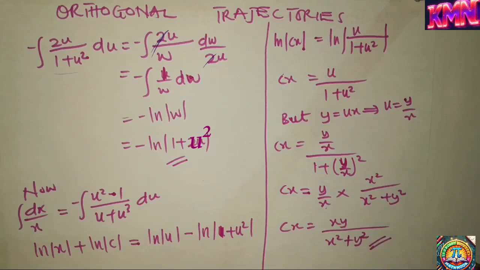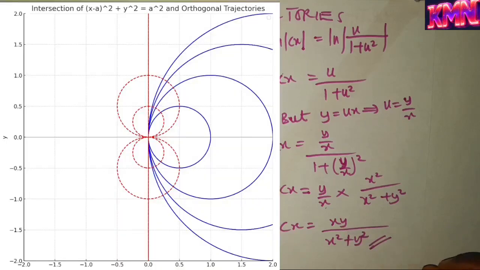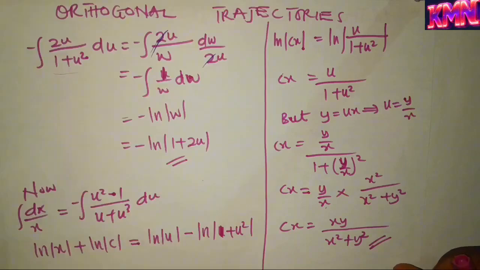If you want to know how it will look when this particular curve intersects the circle, the system of circles, this is the diagram. You can see the orthogonal trajectories, or the orthogonal path, intersecting a circle at an angle of 90 degrees over there, and that is very, very important, and that is how it will be.